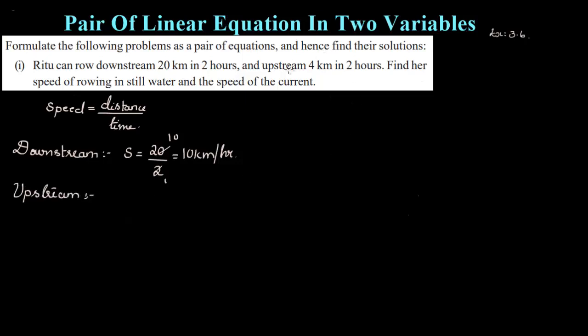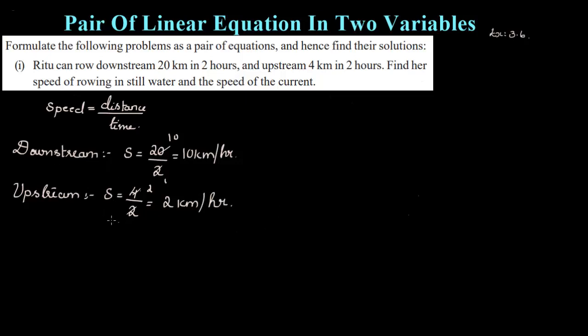For upstream, you can observe the distance is 4 kilometers and the time taken is 2 hours. So speed will be equal to 4 by 2, which is equal to 2 kilometers per hour, that is 2 by 1, which is nothing but 2, right? Now we have got both the speeds.